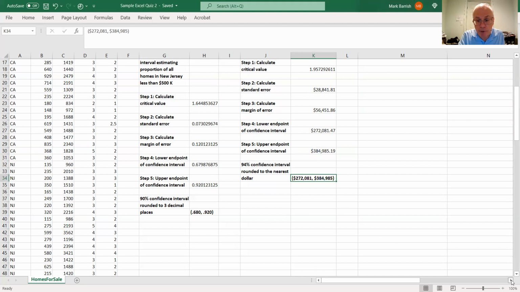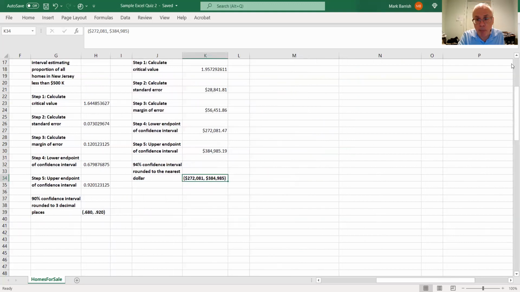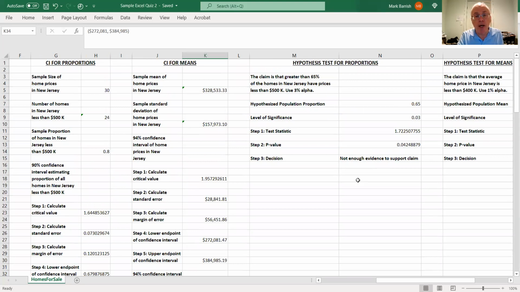So that's how you do confidence intervals for both proportions and means. The next step is do hypothesis tests for both proportions and means. And again, use the same variables here. So for the proportion question, we're interested again in the proportion of homes that are priced at less than $500,000. Well, we know from our sample proportion about 80% of the homes in the sample are priced less than $500,000.